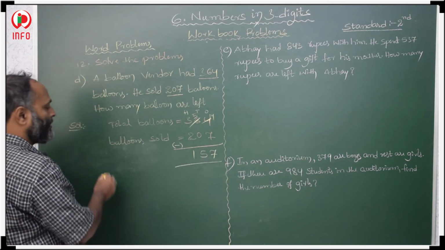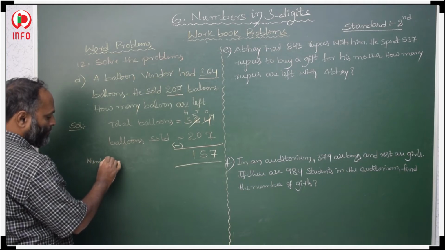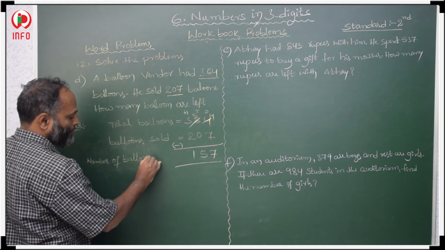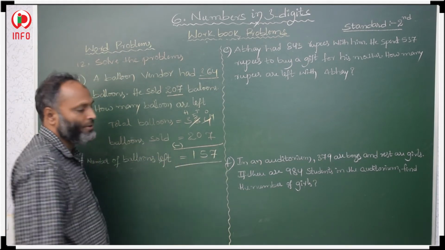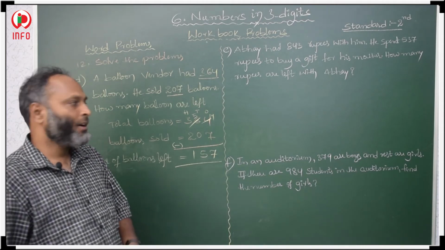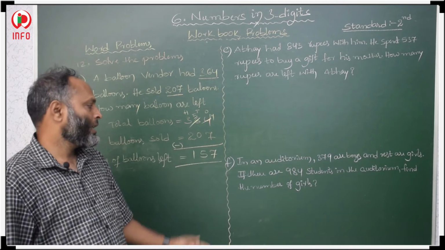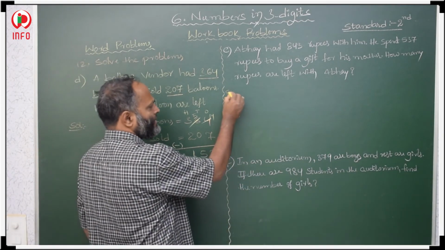Then the number of balloons left. This many balloons are left: 157. Out of this 364, this many balloons are sold, then this many balloons are left. Okay. Next.